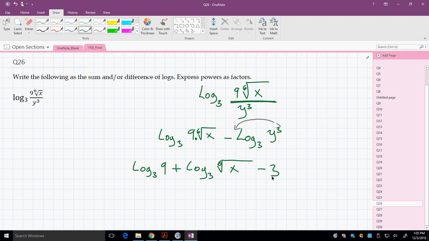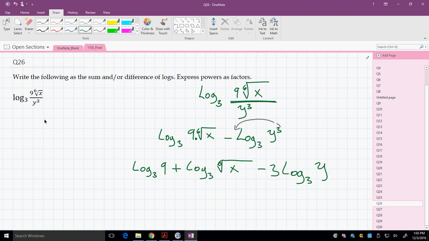I have negative 3 log base 3 of y. Now, if you put in your calculator log, we have different bases, so you have to do log 9 close parenthesis, dividing log 3 because that's the base, close parenthesis, enter. That is going to give you 2.